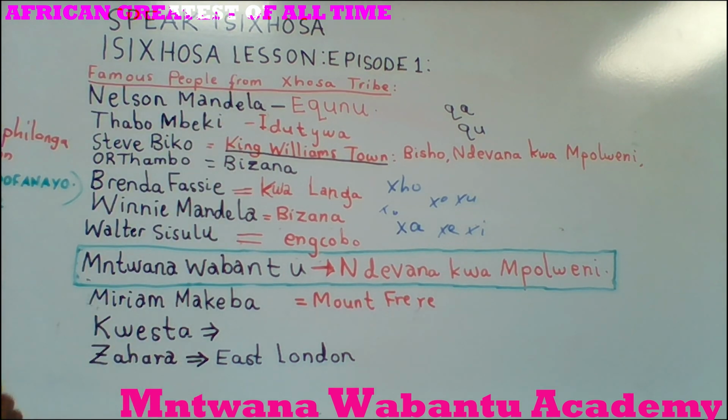isiXhosa lesson episode 1. First and foremost, before we start to learn this language, let's check some very famous people from the Xhosa tribe, people who originally come from Mahoseni. Mahoseni means the place where the Xhosa are from, the original place.